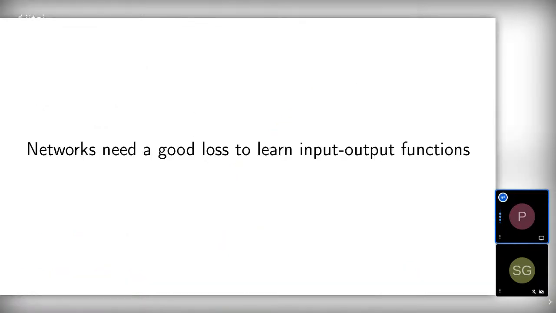And the thing to note is that it's really important to have a good loss for the network in order to learn this input-output function. What do I mean by that?